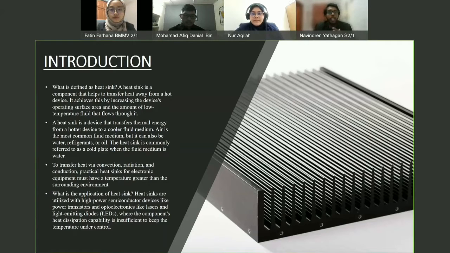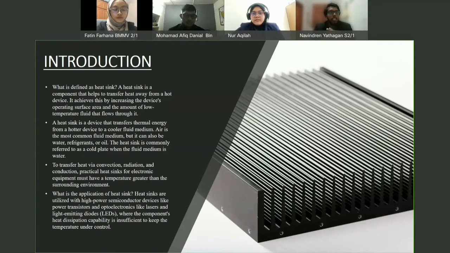You know that we have 3 types of heat transfer: the first one is convection, the second one is radiation, and the third one is conduction. Heat is transferred through these 3 types of heat transfer. Practical heat sinks for electronic equipment must have a temperature greater than the surrounding environment.